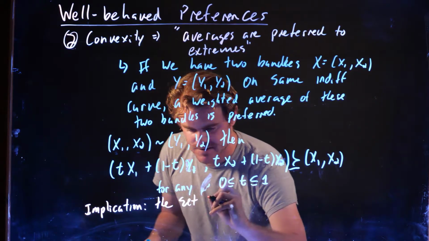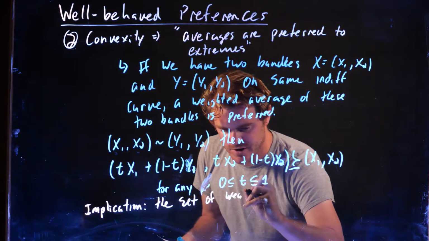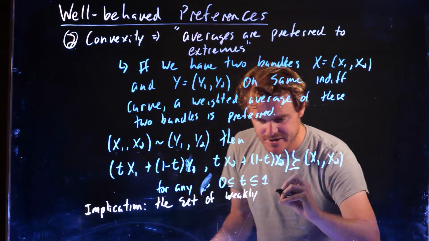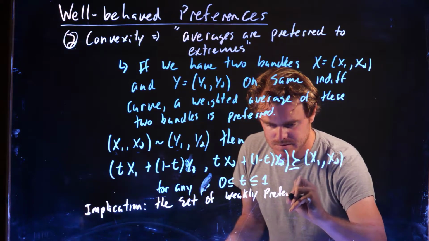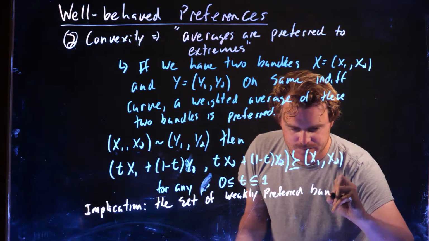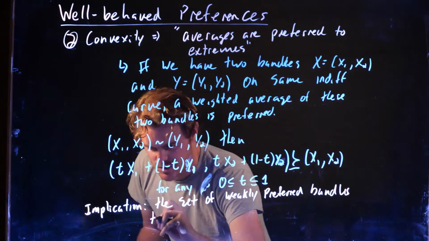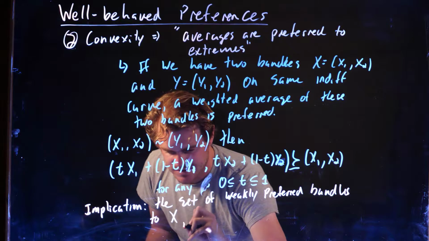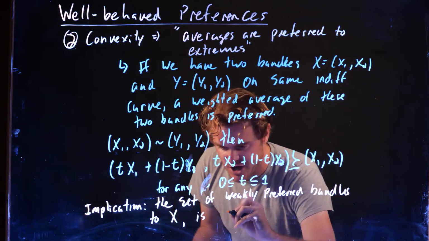The set of weakly preferred bundles to bundle X is a convex set.